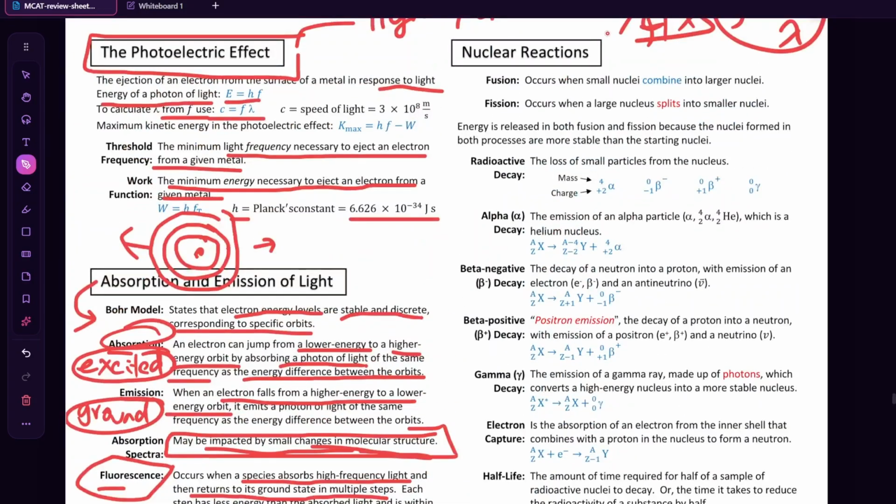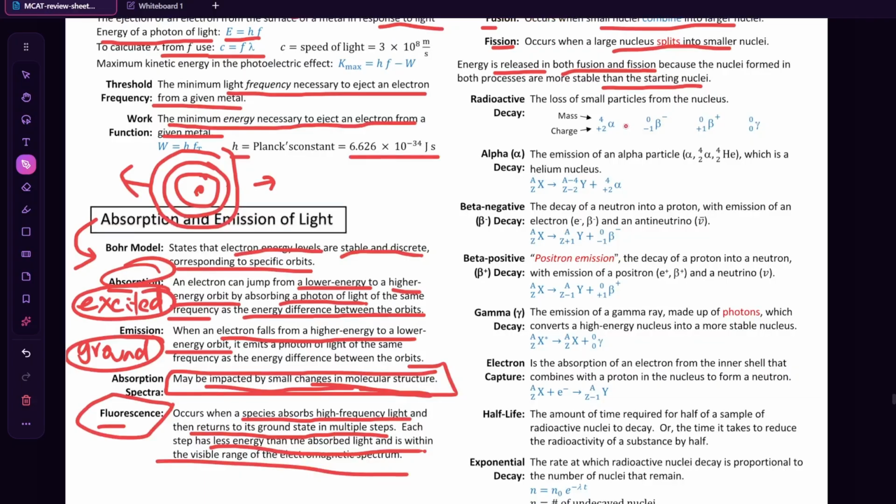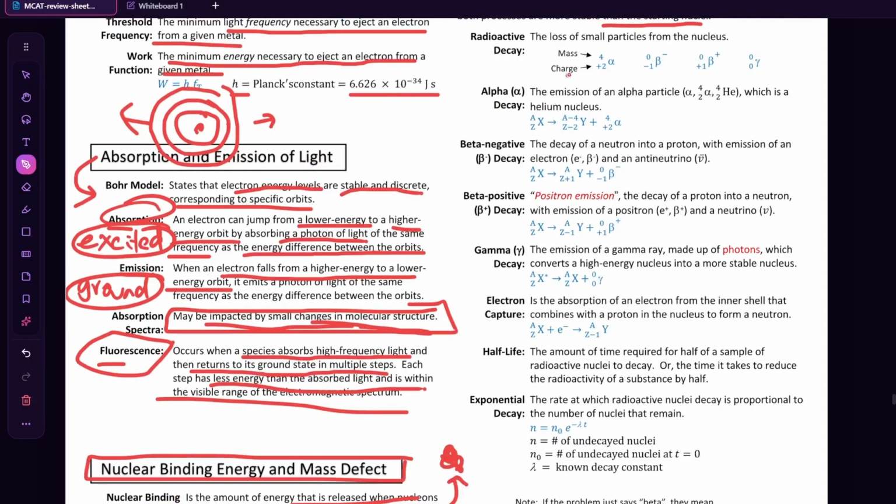Okay, so now we have nuclear reactions. In nuclear reactions, there's fusion and fission. Fusion occurs when small nuclei combine into larger ones, and fission splits a nucleus into smaller nuclei. Energy is released in both fusion and fission, because the nuclei formed in both processes are more stable than the starting nuclei. For radioactive decay, basically, it's a spontaneous loss of particles from an unstable nucleus as it works its way toward becoming more stable.